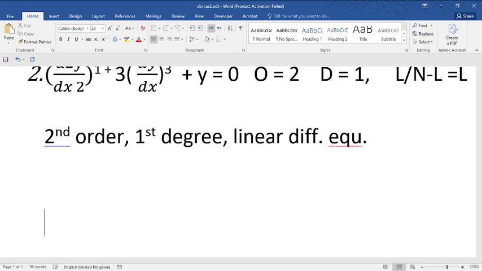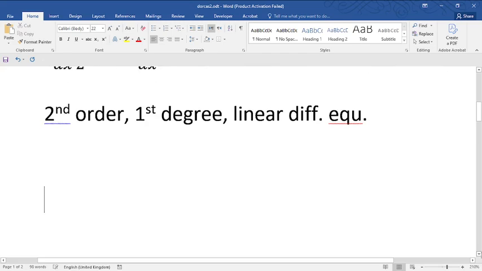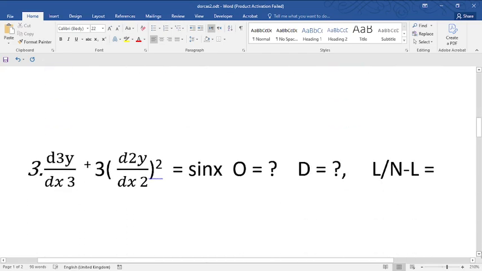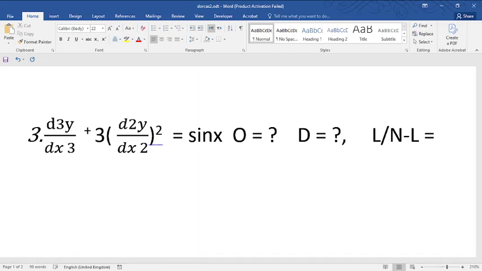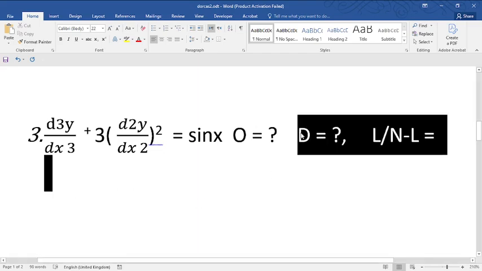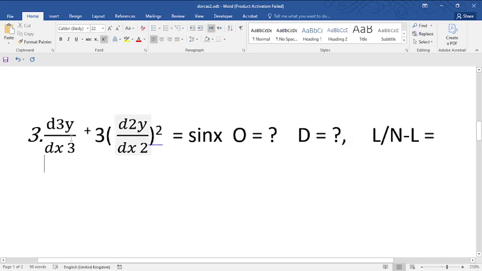Let us quickly move to the third one. Here you are having the cube y all over the x cube plus 3 brackets open the square y all over the x square all to the power of 2 equals to sine x. So we want to determine your order, also your degree, also whether it is linear or non-linear. If you check this kind of particular equation, you are having the cube y. Meanwhile, here the idea is you are having something like this, y prime prime prime. They differentiated y 3 times.